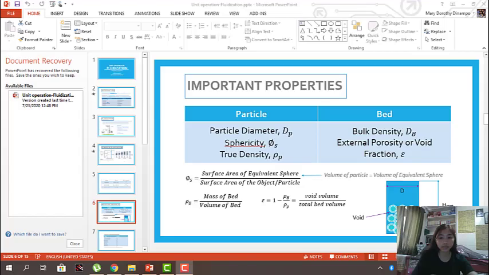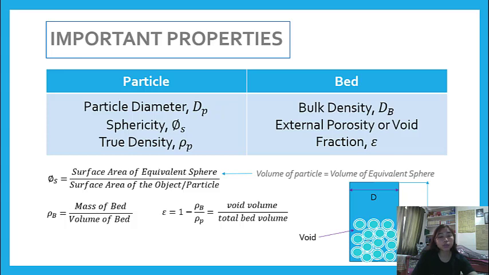Okay. So next, we have important properties involved in fluidization. With that, we have particle properties and bed properties. For particle properties, we have particle diameter, which is the measure of particle size. We have sphericity, which describes how spherical the object is. We have true density, which is the density of our particle.